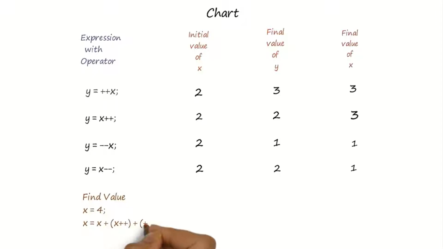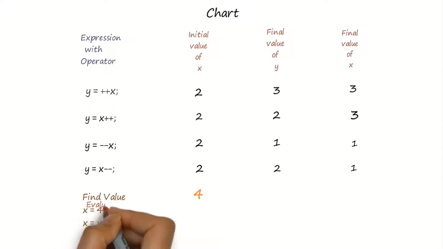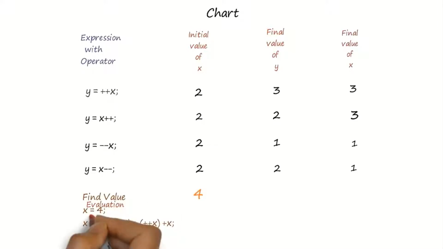Now let's consider a problem where the initial value of x is 4 and after complete evaluation, the result is also stored in the variable x. Before starting the evaluation, always remember pre and post increment unary operators have higher precedence than plus, that is the binary operator. Therefore, first x plus plus and plus plus x will be evaluated.